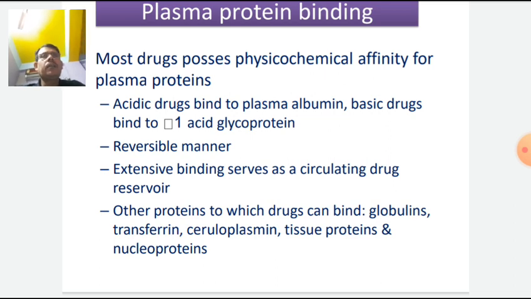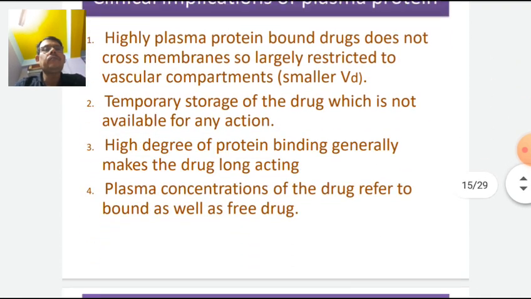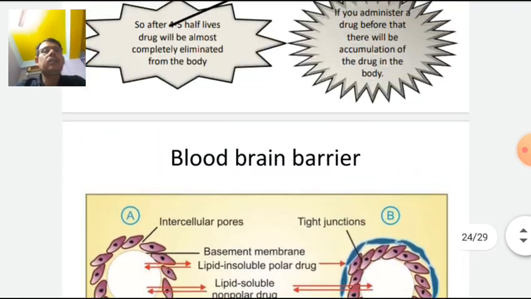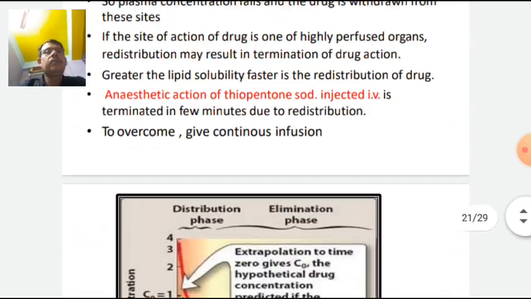So these are the different types of protein that can bind with drugs, and the volume of distribution will be reduced because the drug will be bound with tissues or other proteins. So the free concentration of the drug in the blood vessel will be less. So protein binding has a very strong effect on the volume of distribution.